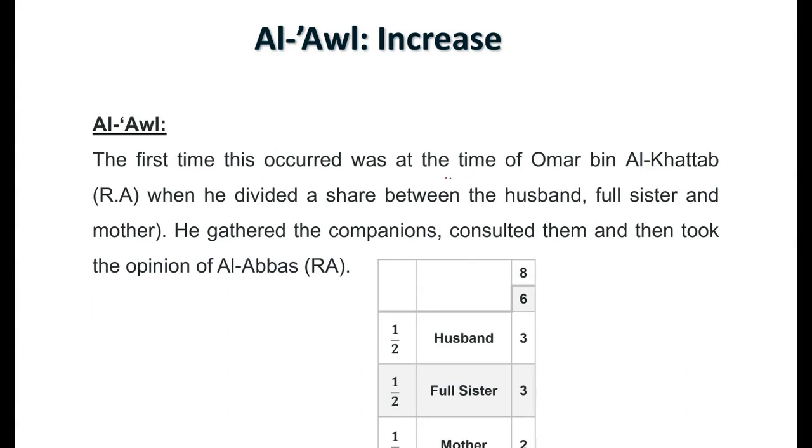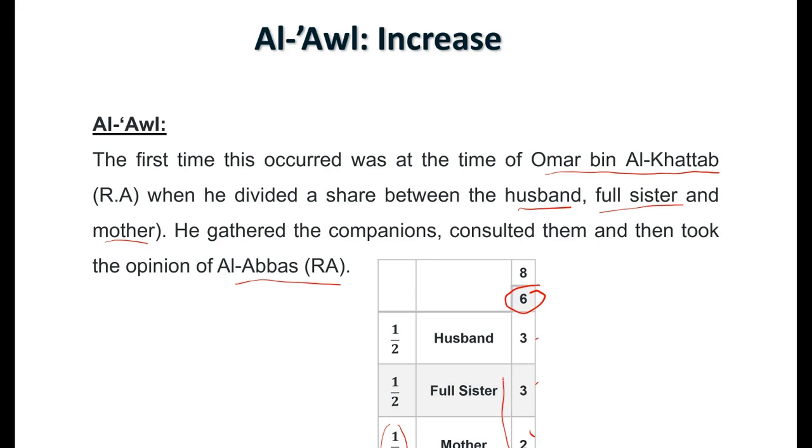The first time this occurred was at the time of Umar radiallahu anhu, when he divided the wealth between husband, full sister, and a mother. He gathered the companions and consulted them and took the opinion of Al-Abbas radiallahu anhu. Al-Abbas recommended the case to be built as normal. So here we have husband getting half, full sister getting half, and the mother getting 1/3. So the masala was built upon 6. He gave them out of 6. So half of 6 is 3, and 1/3 of 6 is 2.